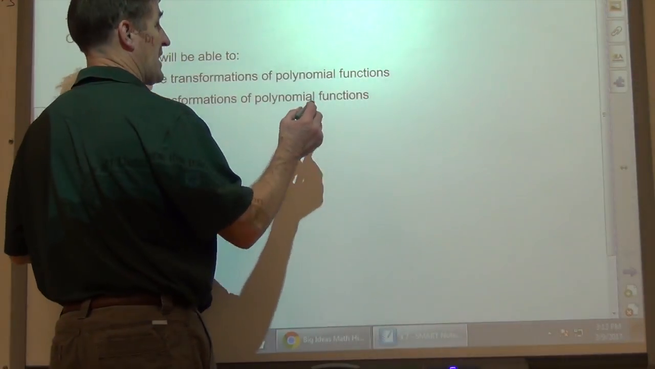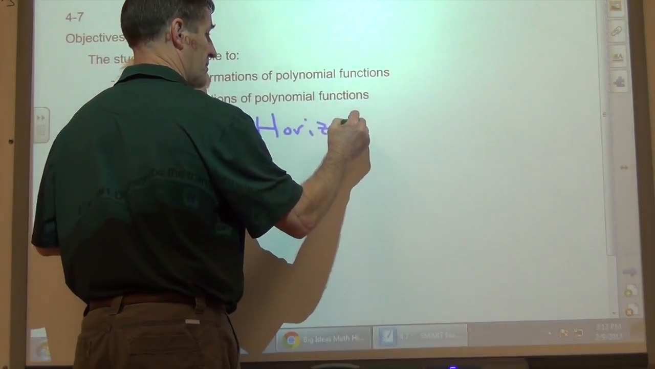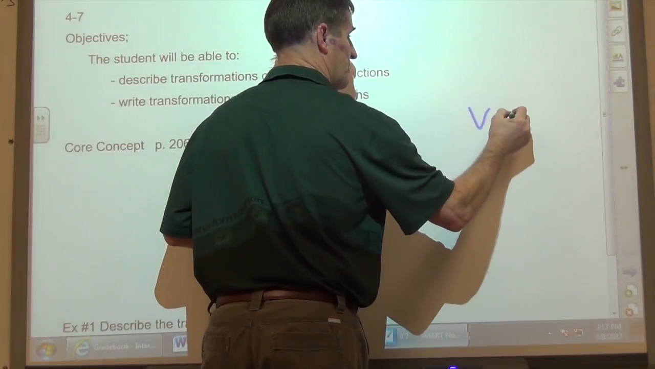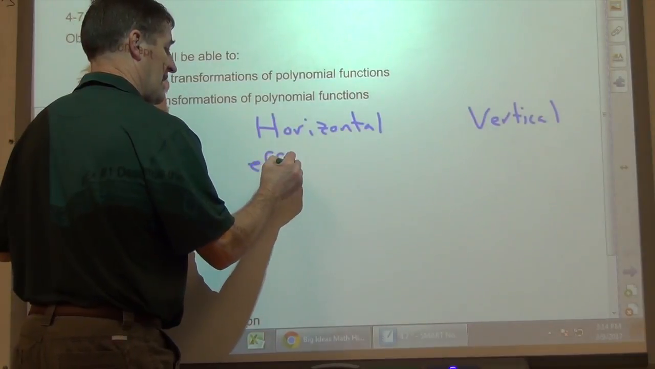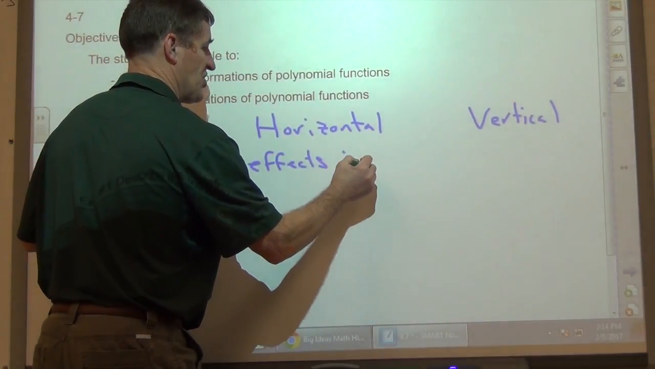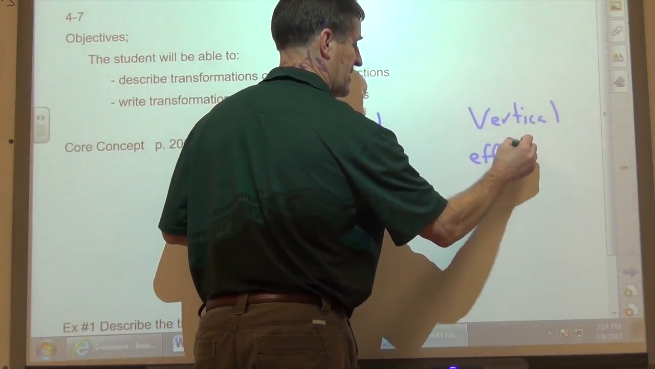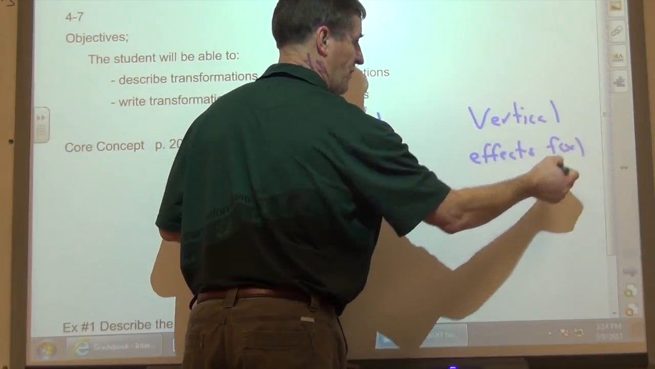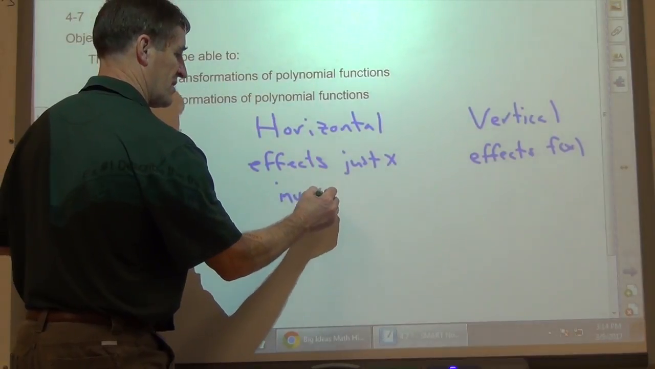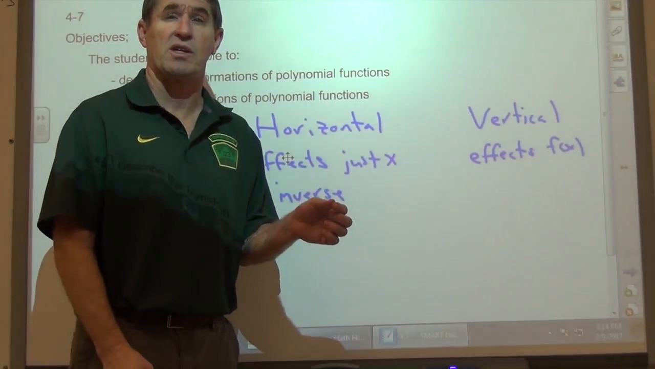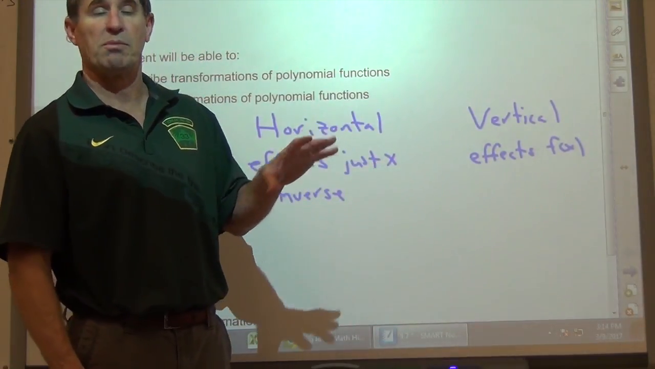So back earlier in the year, remember we did a lot with transformations. And we had two basic things we did. We either did horizontal or we did vertical. And remember, horizontal affects just x, where vertical, it affects f of x, the whole function. And also remember with horizontal, it's the inverse of what it says. So if it says plus 2, it's really a negative 2. If it says times 3, it's a multiplicative inverse, which would be 1/3.